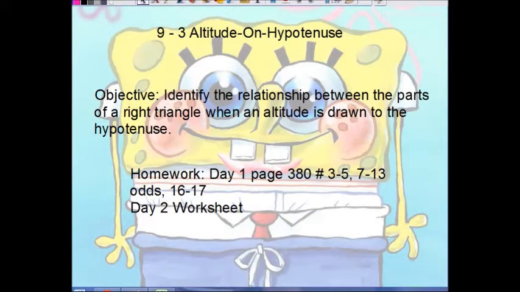Hi, welcome to section 9.3, altitude on the hypotenuse. The objective of this section is to identify the relationship between the parts of a right triangle when an altitude is drawn to the hypotenuse.